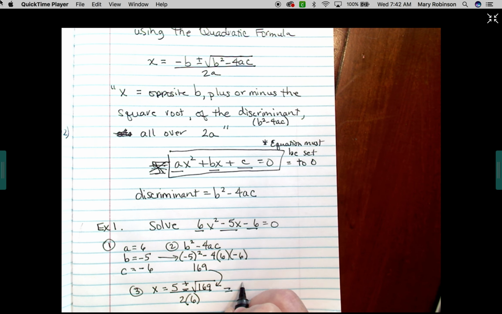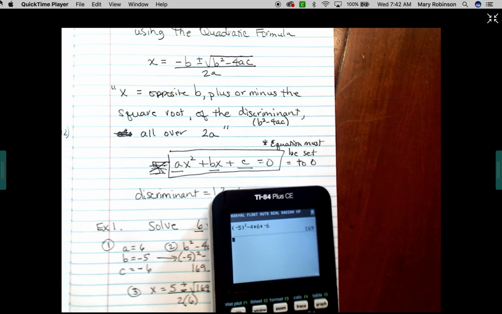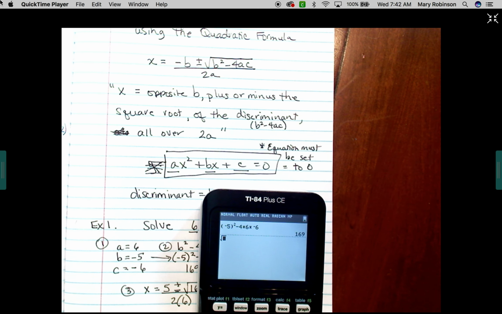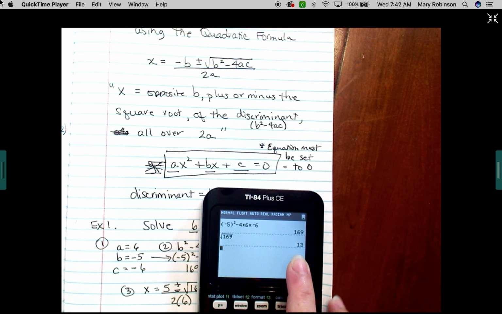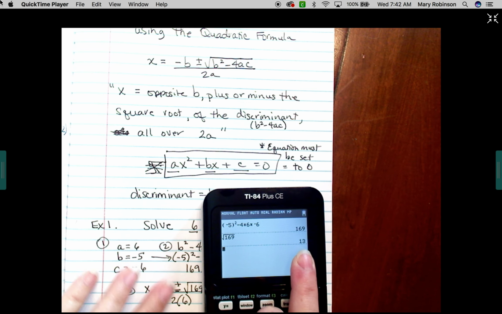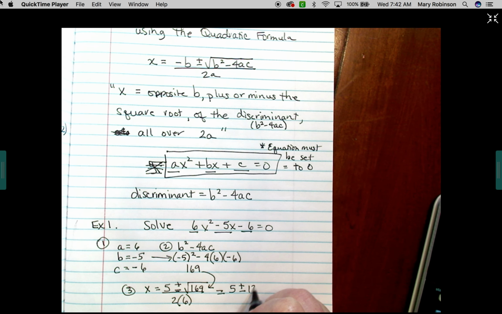So I'm going to bring over my 5, my plus or minus, and my 169. If you don't recognize it as a perfect square, first type it in. If you get an integer value, that's awesome. That means it's a perfect square and it's easier to simplify. All over 2 times a, where 2 times 6 is 12.